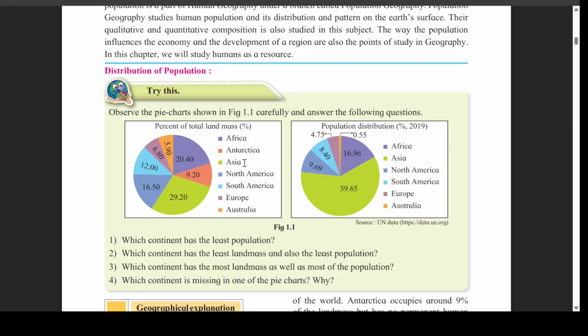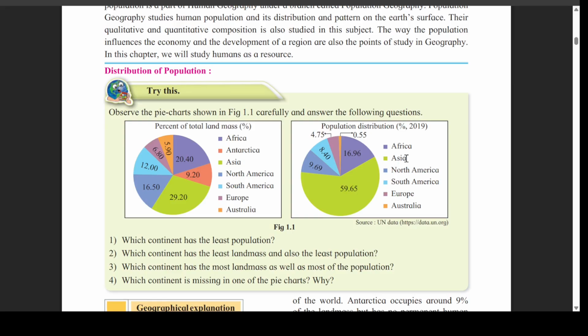29.20% Asia, 9.20% Antarctica, 20.40% landmass of Africa, 5.90% landmass of Australia, 6.80% landmass of Europe, 12% landmass of South America, 16.50% landmass of North America. This is the total percentage of landmass and population distribution over the landmass.